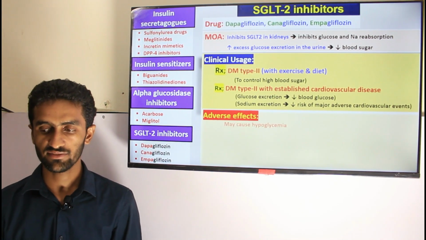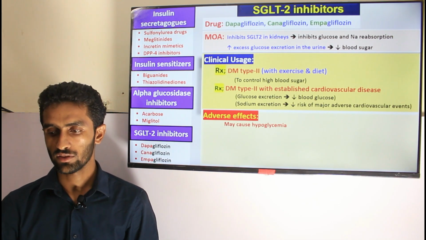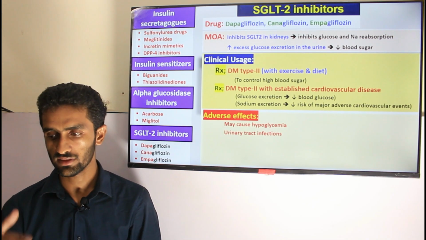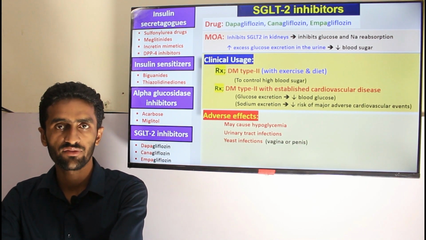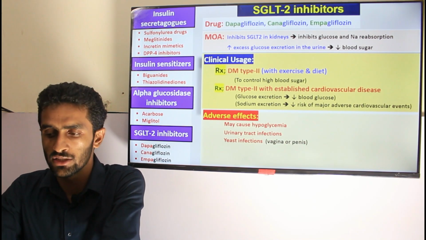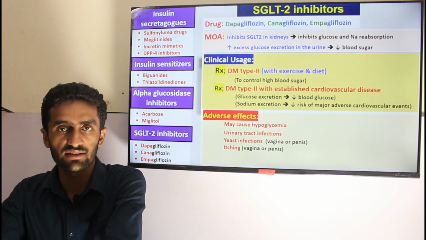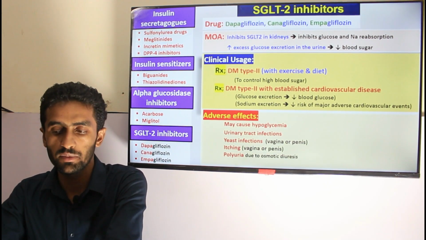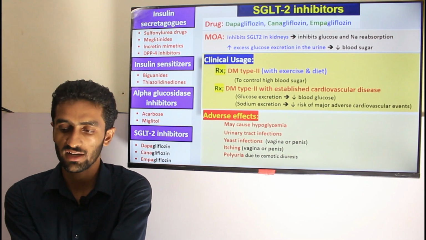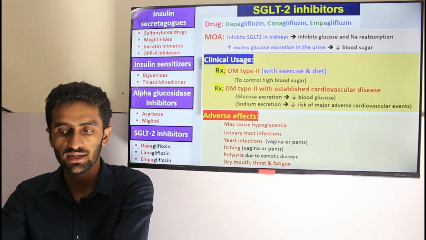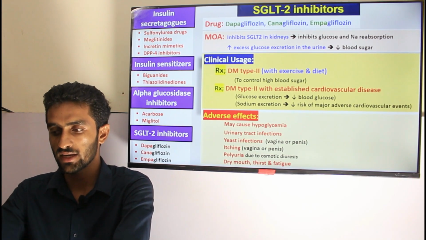And in the adverse effects, they may cause hypoglycemia, okay, urinary tract infection because you are inhibiting the SGLT2, so UTI, yeast infection, especially candidiasis in the vagina or penis, itching in the vagina or penis, or polyuria. Why? Because of osmotic diuresis: more and more sodium goes out, more and more water also goes out. Okay, so dry mouth, thirst, and fatigue. So these are adverse effects.